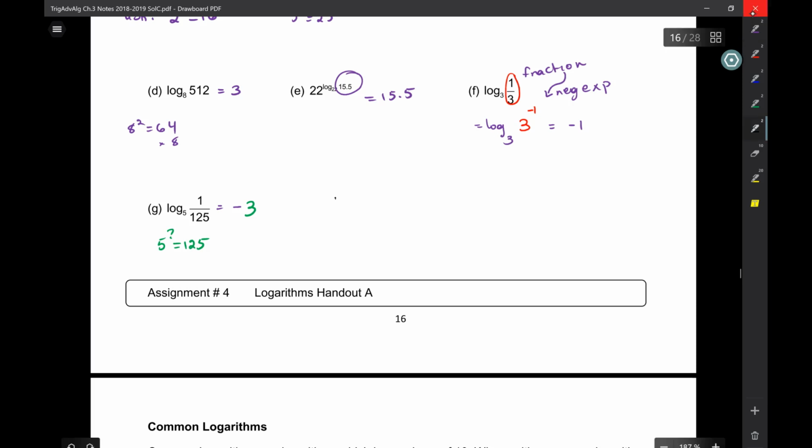Now let's do another one. Log base 2 of 1 over 16. Here's how I do it. 2 to the what is 16? 4. But because I'm going from whole number to reciprocal, negative 4.